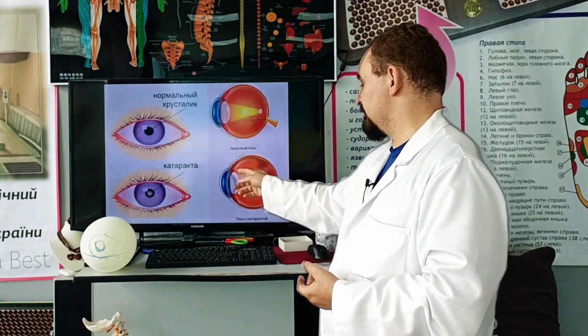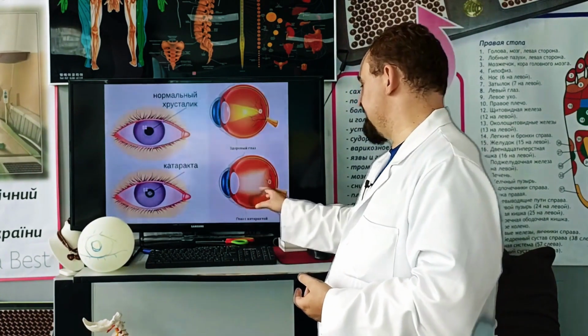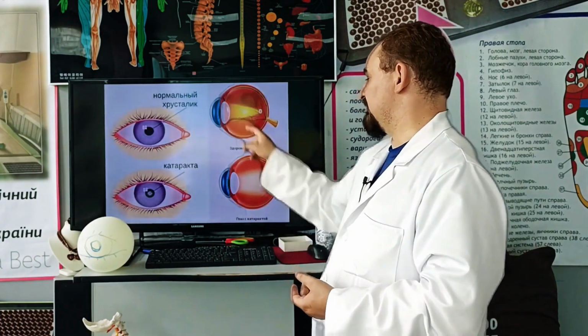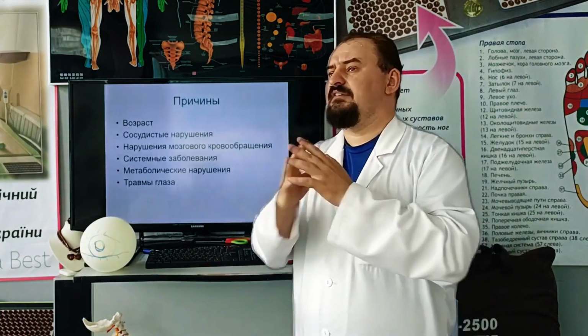And because of this scattering, because as light passes through the lens, it hits dense structures, the light is dispersed, and instead of focusing, the person ends up with scattered vision, resulting in a completely blurred image. It's somewhat similar to looking through a mesh, like some kind of netting in front of your eyes.